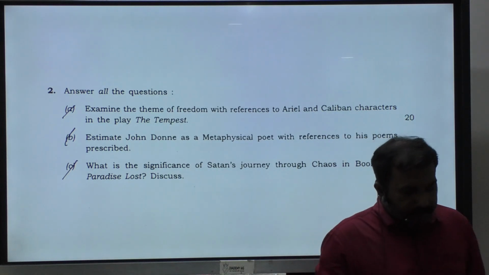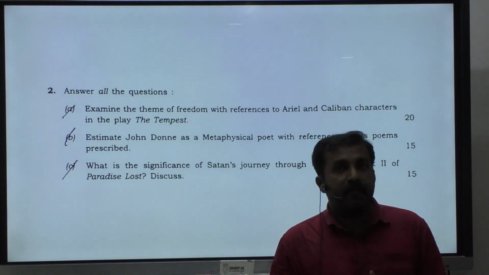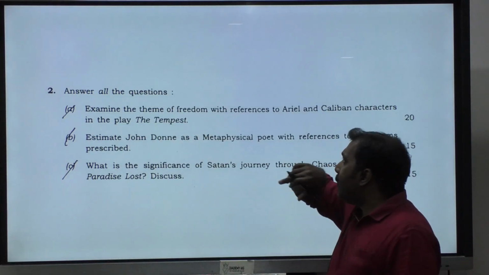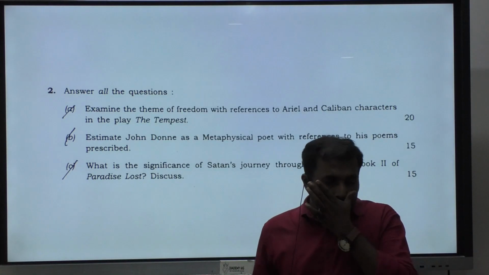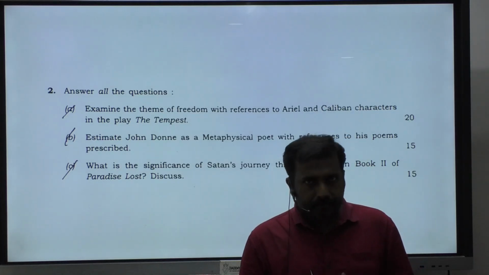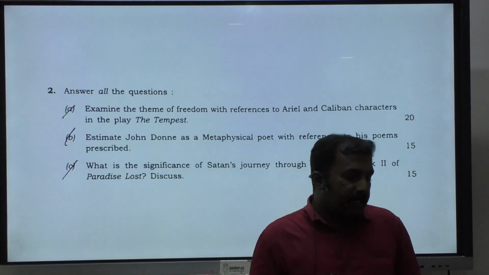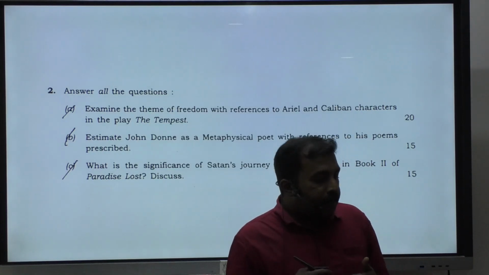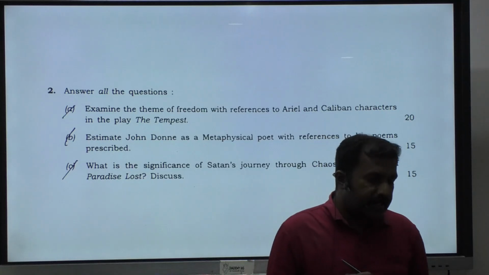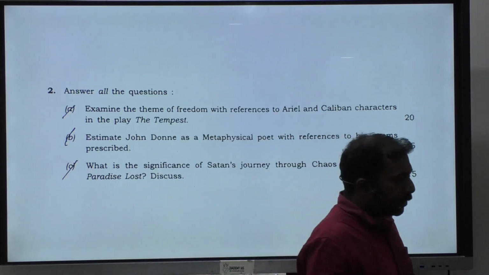And mainly Ariel represents spiritual freedom, but Caliban embodies political and physical freedom, right? So the concept of freedom is highlighted in this question, the theme of freedom with reference to Ariel and Caliban. So here we have to give how freedom is depicted in this drama, and the key concept you have to give is Ariel's freedom, which is about service and restoration. At the same time, Caliban's freedom is resistance to oppression. Okay, so these are the main concepts we have to give in this section.